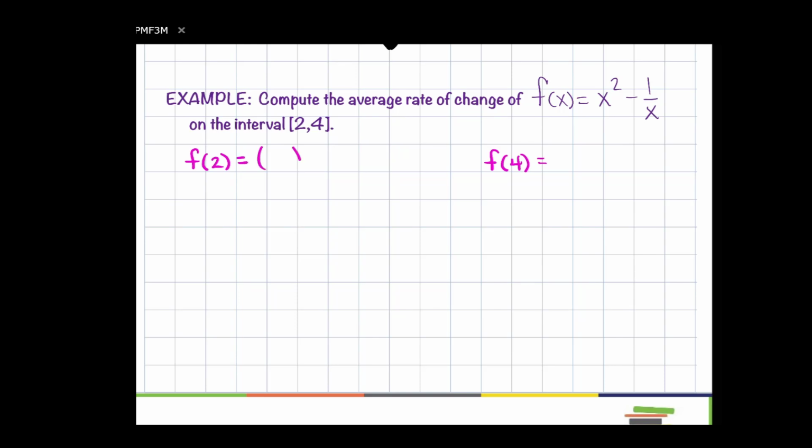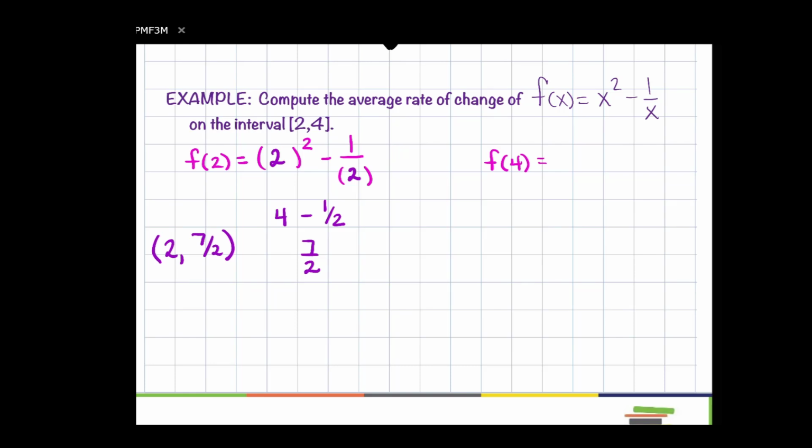So remember how we evaluated functions previously. Everywhere you see an x, you put a parenthesis and inside that parenthesis, you substitute the value. In this case, we're substituting 2. So we have 2 squared, which is 4, minus 1/2, and that would be 7/2 or 3.5. So this is the point, 2 for x, 7/2 for y.